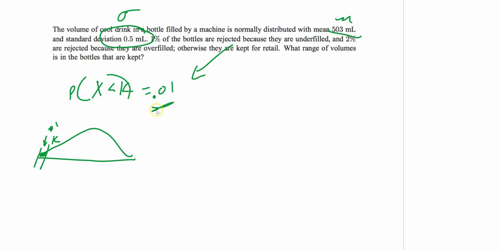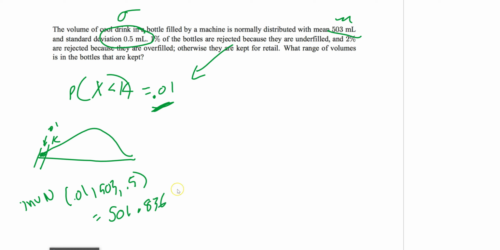I'm trying to find out what value it's underfilled at. So remember, if you have the percentage, the probability, you do invert normal. Invert normal 0.01. They gave me all the information I need. Now remember, if they say standard, I use 0, 1, but they didn't. And you plug that into your calculator, and you get a value. I got 501.836. So something around there for the underfilled ones. So if you're anything below this, you're underfilled. Now the higher end on this side, right? So now they're saying overfilled. So that's greater than. So if you're greater than some value K, you're overfilled. And that's 0.02. Same idea.